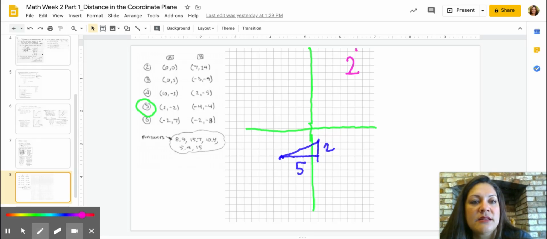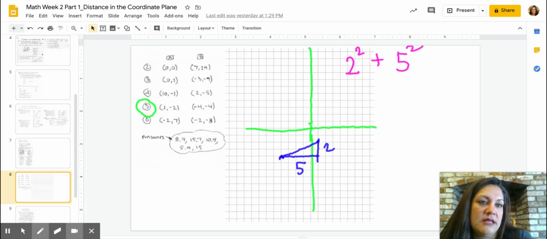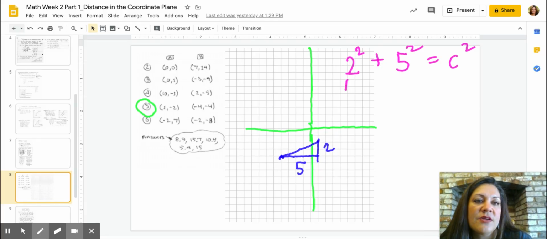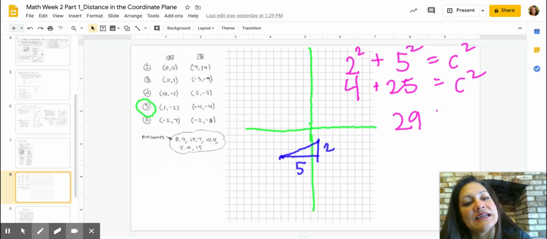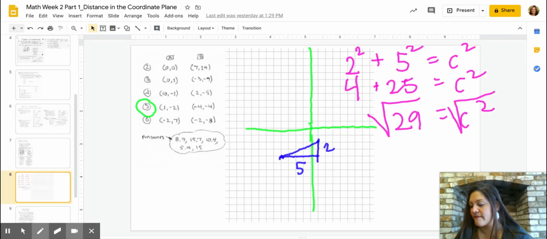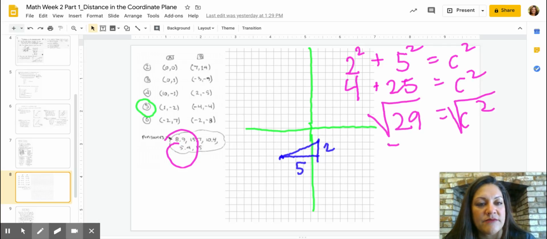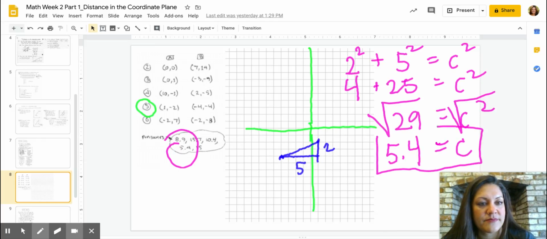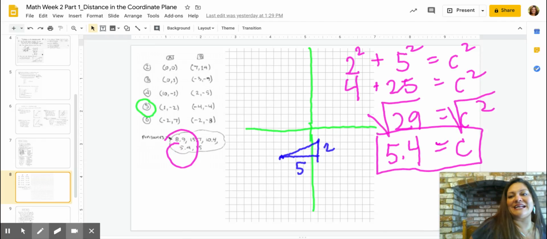A squared plus b squared equals c squared. 4 plus 25 equals c squared. 29. Square root of each side. 5.38 rounds up to 5.4. Okay, last one.